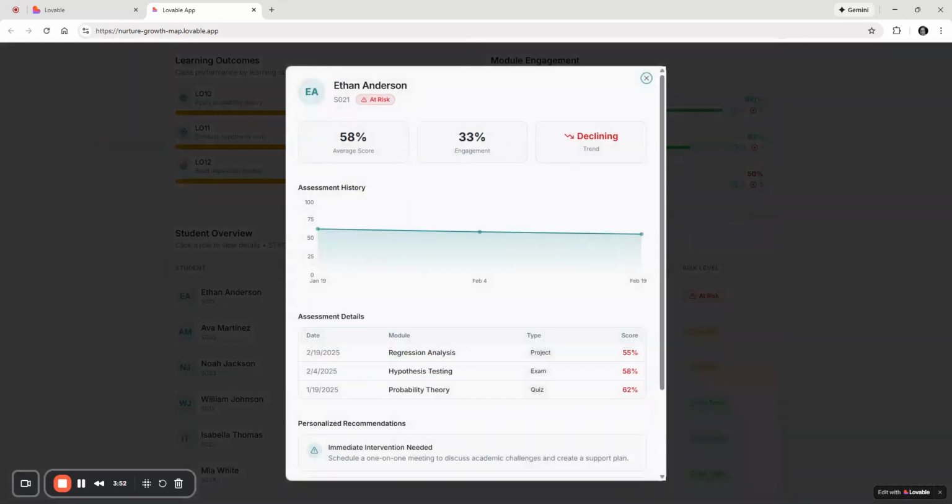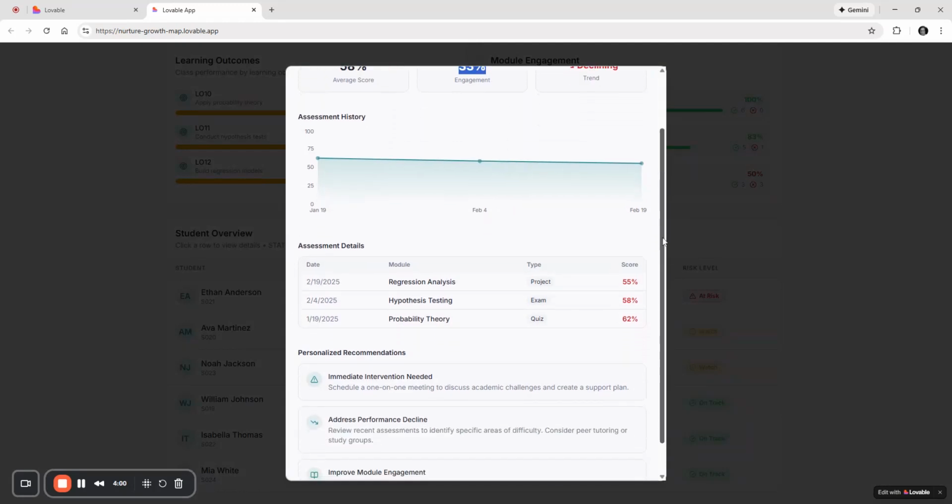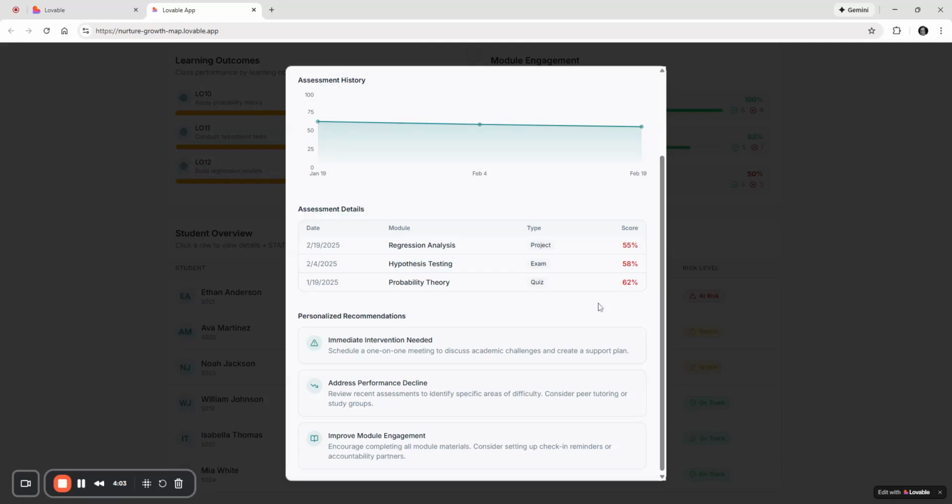So we're going to take a look at the first at-risk student, who is Ethan Anderson. And you can see Ethan's average score is 58%, but he's also not very engaged. He's only engaged 33% of the time. So he's not engaged in the course. You can see here he scored a 62 on probability theory, 55 on regression analysis, and 58 on hypothesis testing.